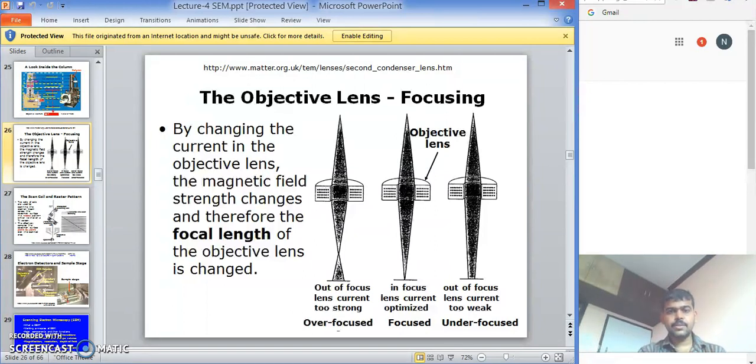As you can see in this particular picture, the first image is over-focused, the second image is properly focused, and the last one is under-focused. In the first one, the current is too strong. In the middle one, the current is optimized, whereas in the last one, the current is too weak.